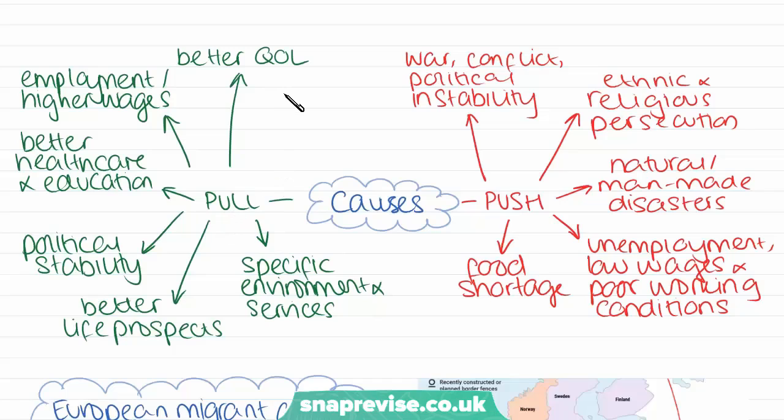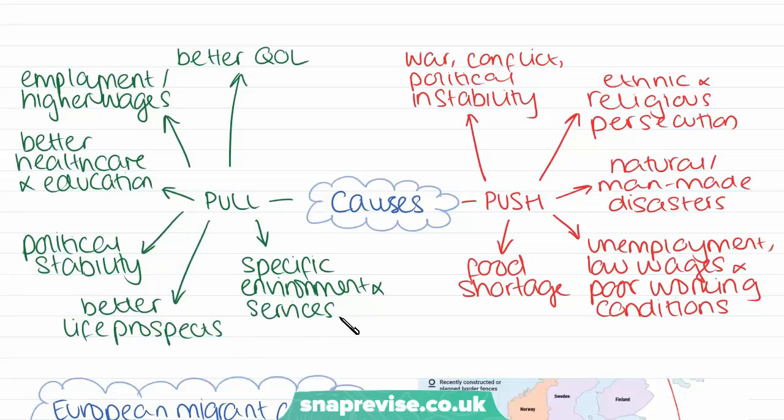These are things like looking for a better quality of life or standard of living, varied employment opportunities, so a greater diversity of employment opportunities, as well as higher wages, better healthcare and education, and better political stability and better life prospects.